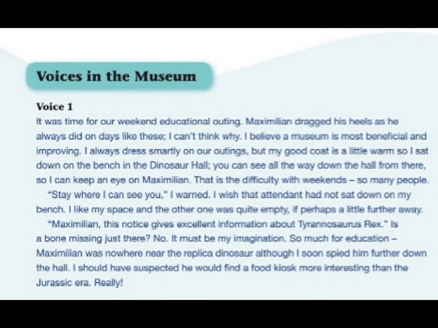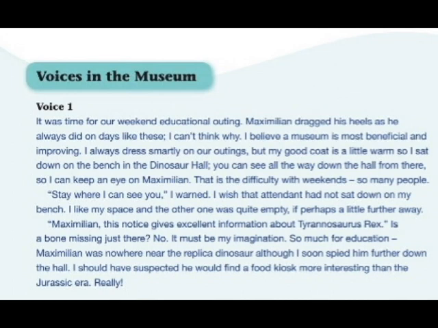Children, do you understand anything from this voice one? If you don't, please listen to me very carefully. I will tell you. An old lady, it may be a grandma or mother, is taking her charge, possibly her son or grandson Maximilian, on an educational outing to the museum. She seems fussy and uptight as she sits on a bench and disapproves of Maximilian going to the kiosk rather than studying the dinosaur.